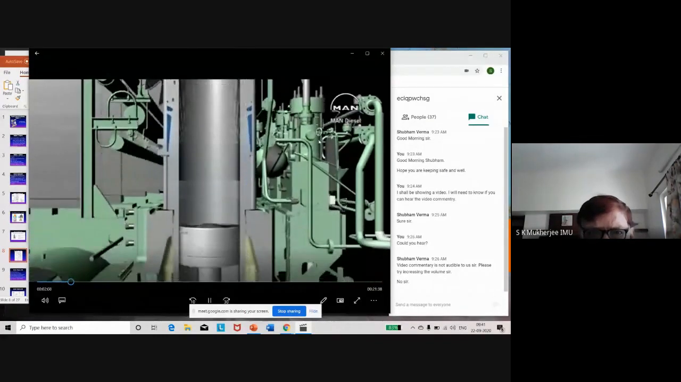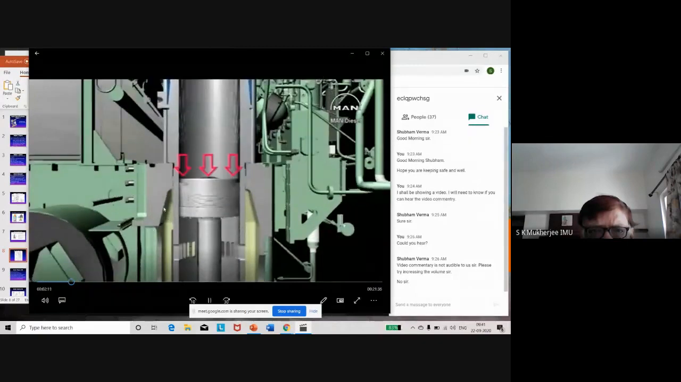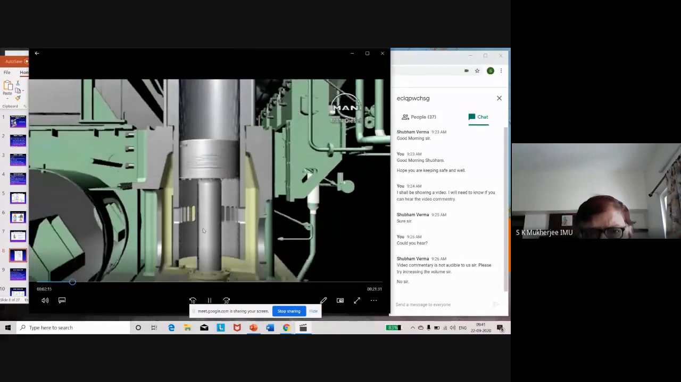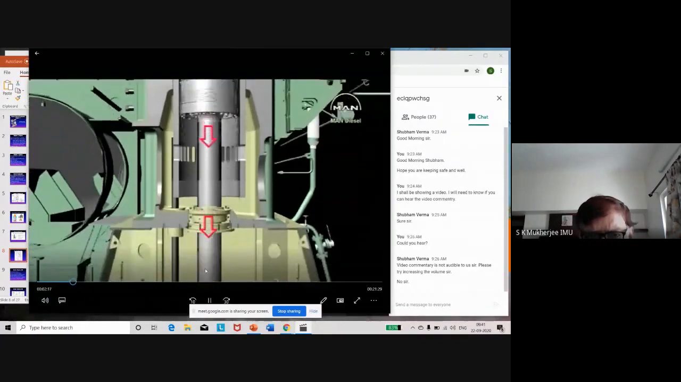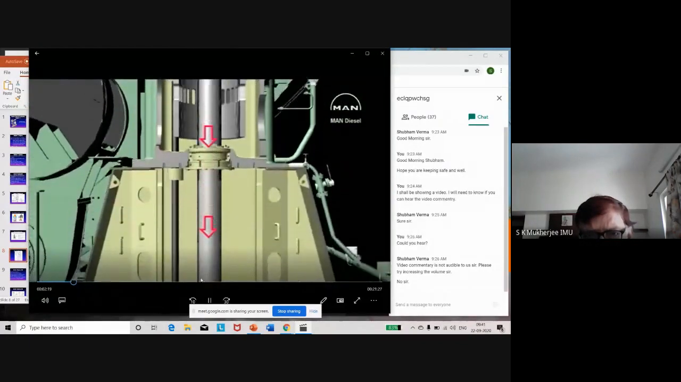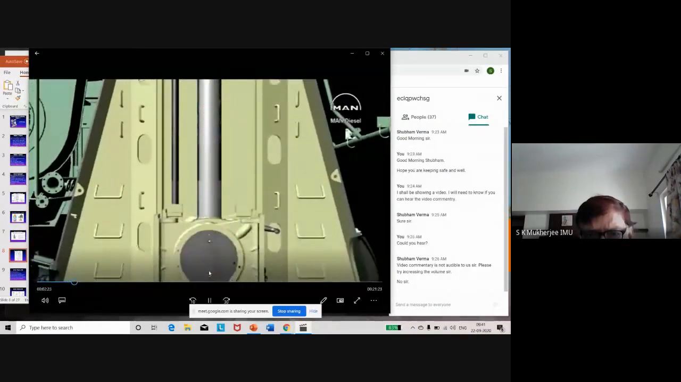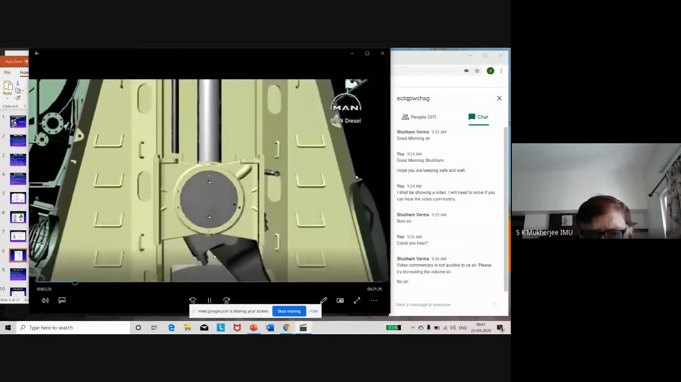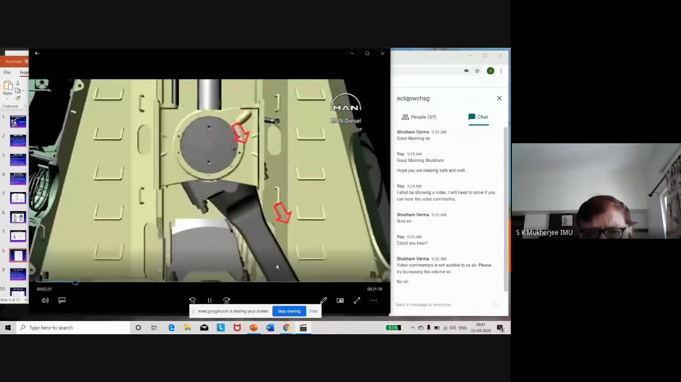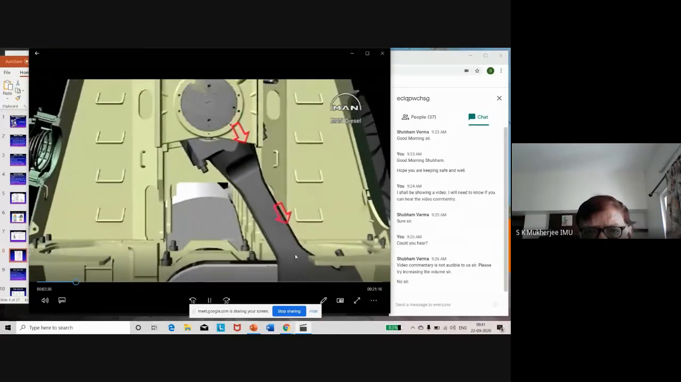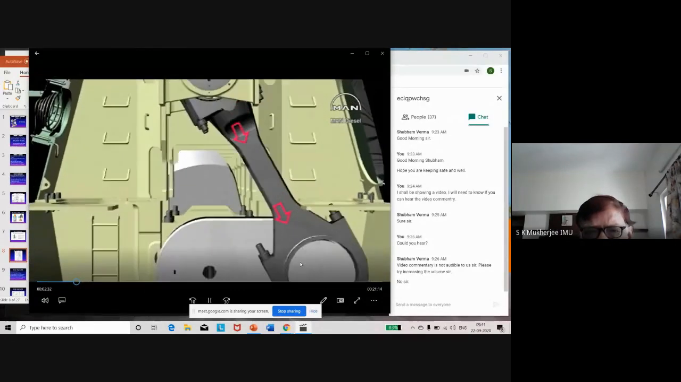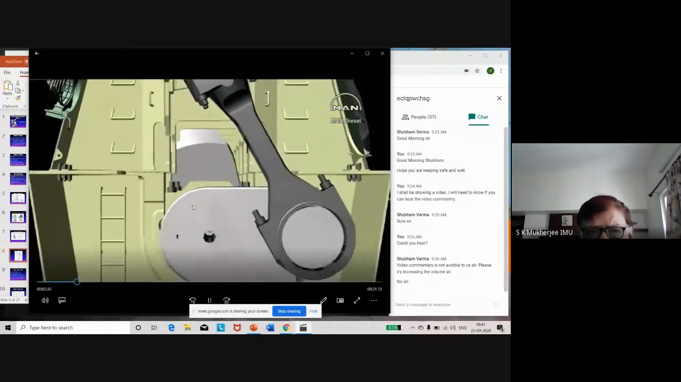These are the fuel pumps on the side. The gas pressure acts on the top of the piston to force it downwards, and the force travels along the piston rod to the crosshead, and then it goes at an angle. This force is transmitted at the angle, and then the crankshaft is made to rotate.